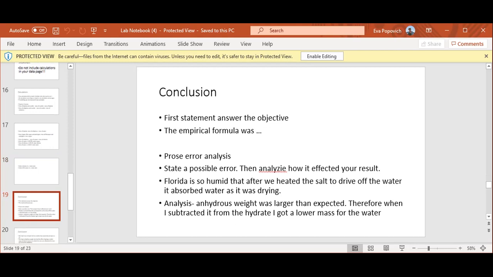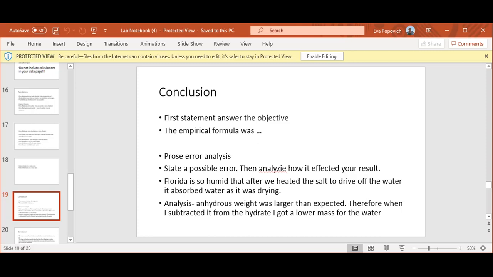Last section is a conclusion. When you're writing a conclusion, the first statement in the conclusion should answer the objective. So if the objective was to find the density of a solid, first statement in the conclusion should be, the density of my unknown solid was 8.93 grams per milliliter. The empirical formula of my compound was CuCl·5H2O. That's what needs to be in the first sentence.